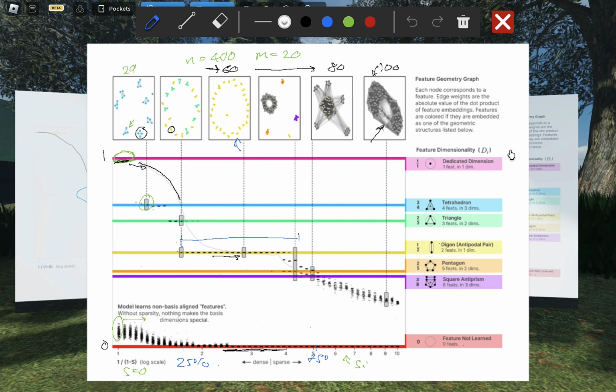So it seems at this sparsity range, it likes to mostly be these nice tetrahedrons. At this point here, we have some digons, some triangles. And then for this big region, it's mostly just digons until we get over here where we start getting the most shapes up here. And then as the dimensionality trends low to these crazy weird bagel shapes, this is because it's trying to learn a lot of embedded features.